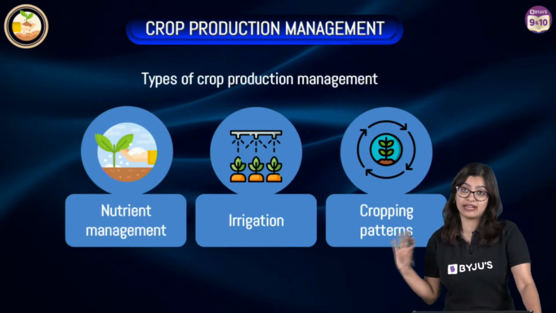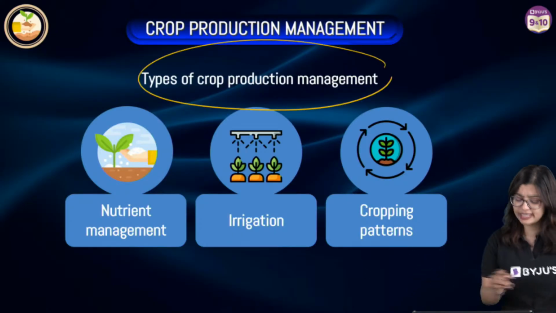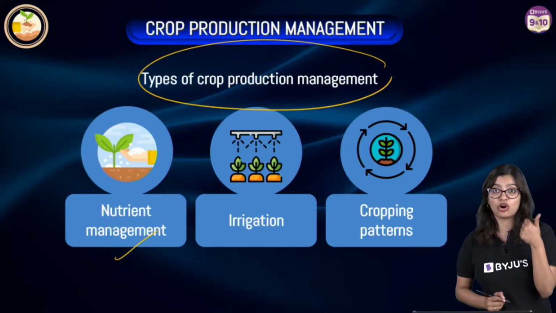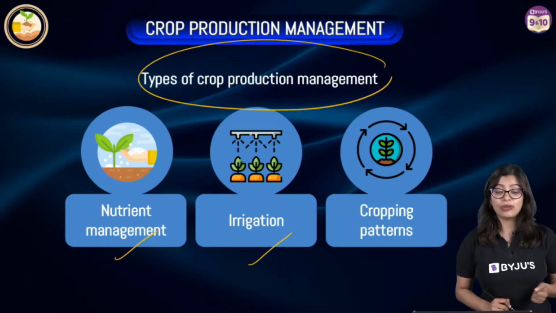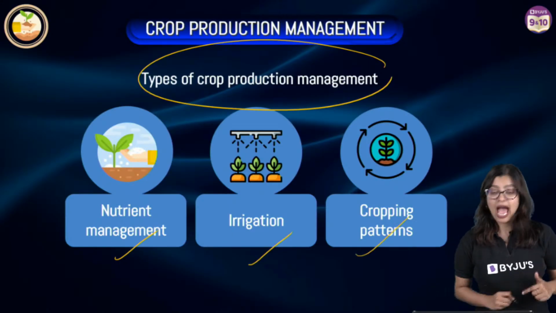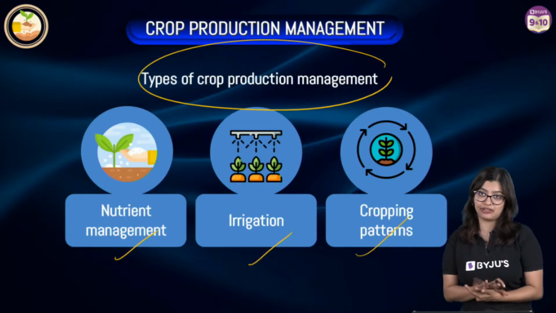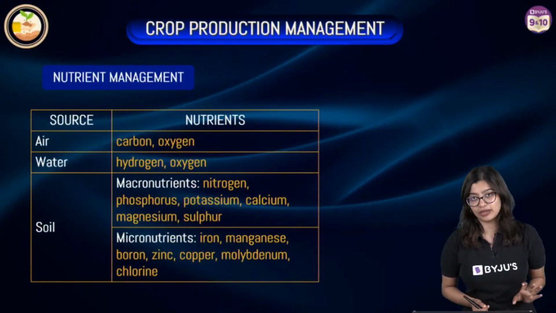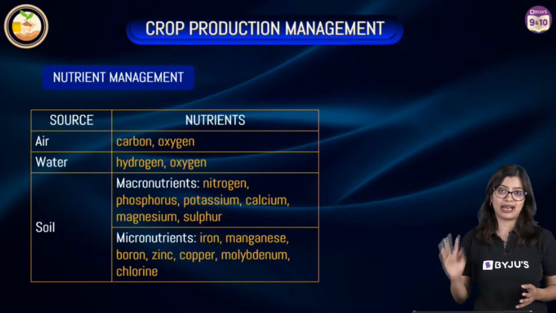Now this depends on three factors, right? Production in itself depends on three factors. It depends upon how we manage our nutrients, how we provide water to the soil, and what cropping technique we use, okay? So based on this, let's understand this one by one. First up is nutrient management.